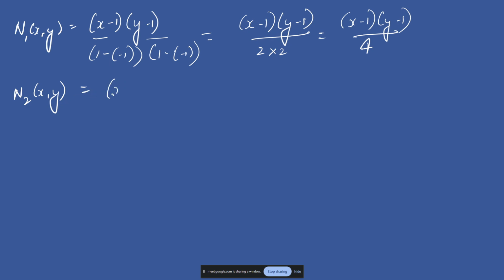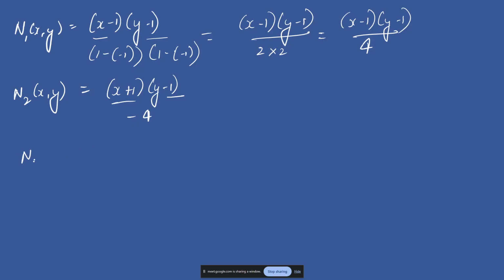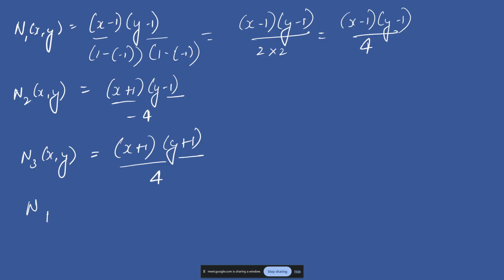So N2(x, y) is (x plus 1)(y minus 1) over minus 2. Your N3(x, y) is given by (x plus 1)(y plus 1) by 2. Your N4(x, y) is given by (x minus 1)(y plus 1) over minus 4. So accordingly you can derive the derivatives which will be used in the calculation of your B matrix.